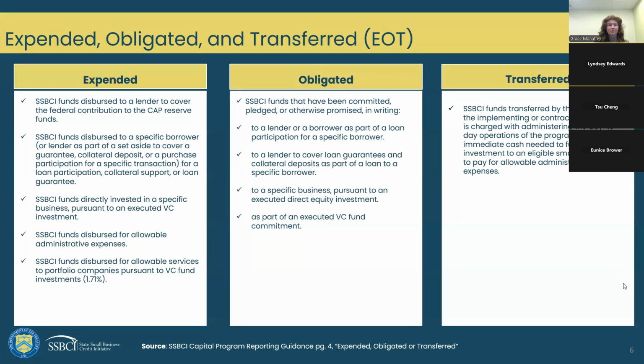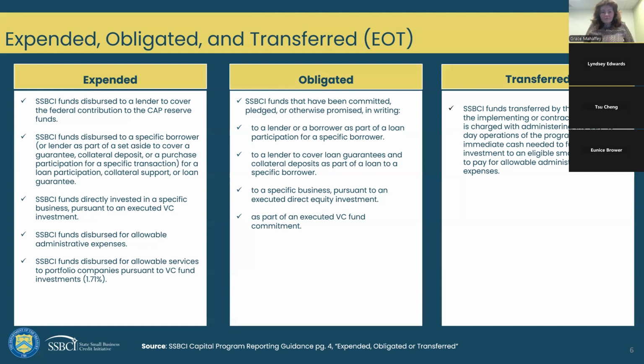Moving to the next column, obligated. For a transaction to be considered obligated, SSBCI funds must be committed, pledged, or promised in writing to a lender or borrower as part of a loan participation to a specific borrower, or to a lender to cover a loan guarantee or collateral deposit as part of a loan to a specific borrower. For loan credit transactions, the key to distinguish expanded from obligated is that for an obligated transaction, the loan has not contractually closed, whereas for an expanded transaction, the loan has closed.